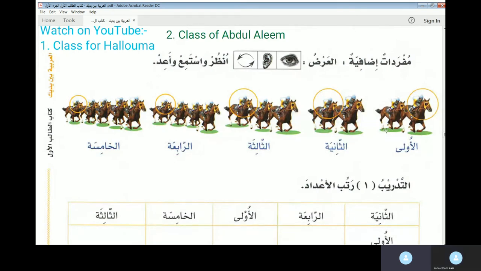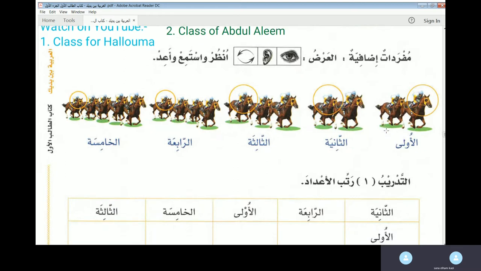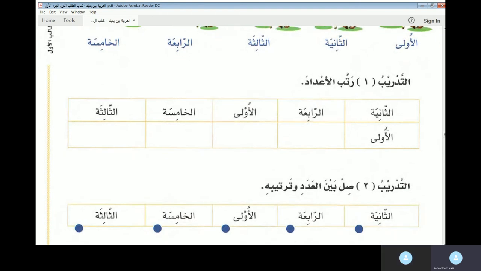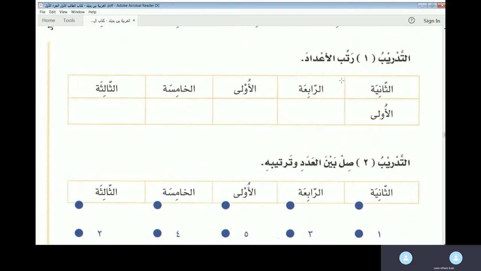Tadrib al-awwal. Rattib al-a'dad. Rattib is arrange. Arrange the numbers. Correct. Okay. Al-ula, ath-thaniya, ath-thalitha, ar-rabi'a, al-khamisa.